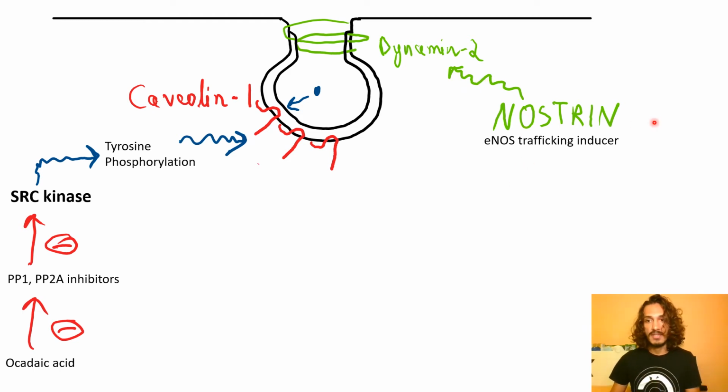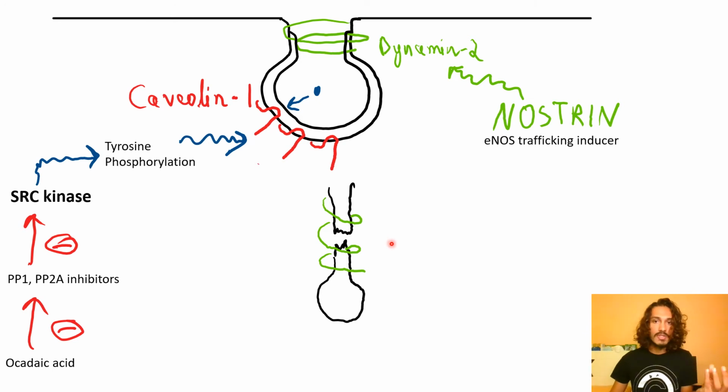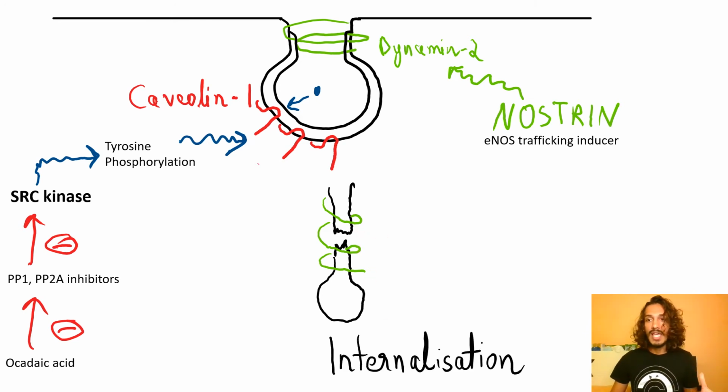help of nostrin. So nostrin is epithelial nitric oxide, so you must be knowing that. Okay, so nitric oxide synthase, epithelial nitric oxide synthase. So epithelial nitric oxide synthase trafficking inducer, that is nostrin, and with the help of that it recruits dynamin 2, and dynamin 2 acts like a spring. GTP hydrolysis acts like a spring, and it's going to help it internalize.